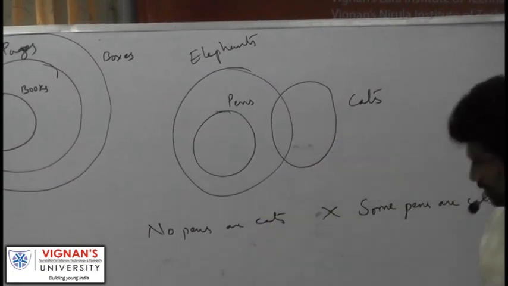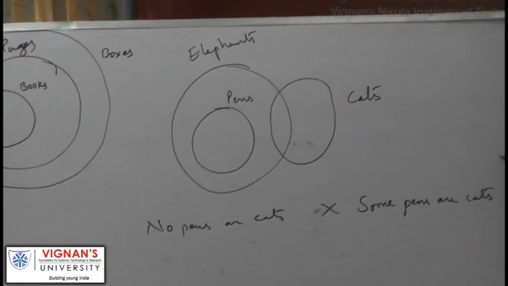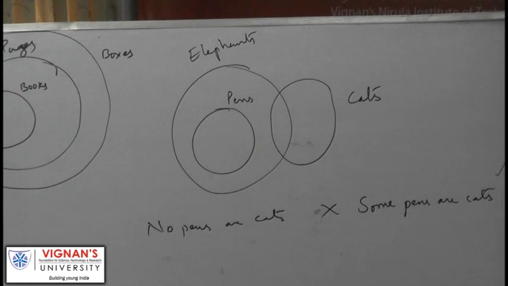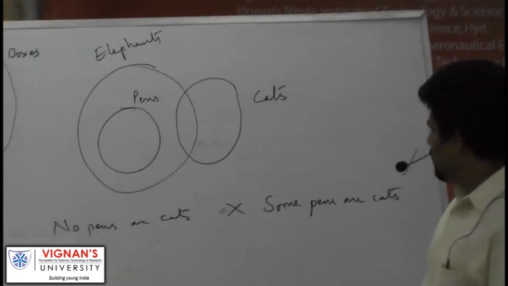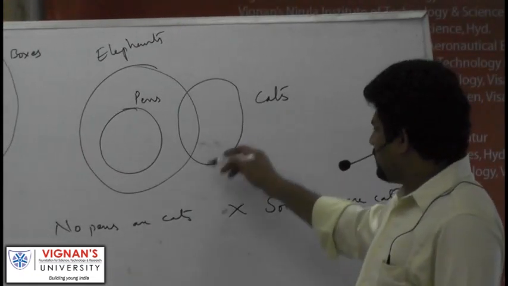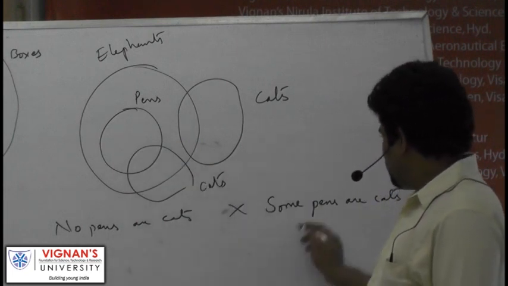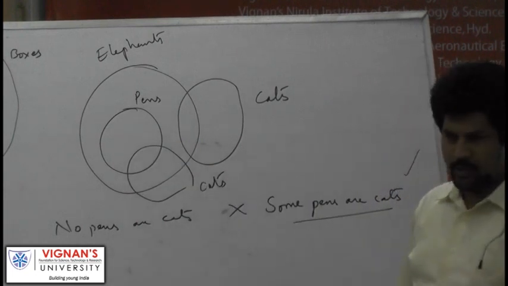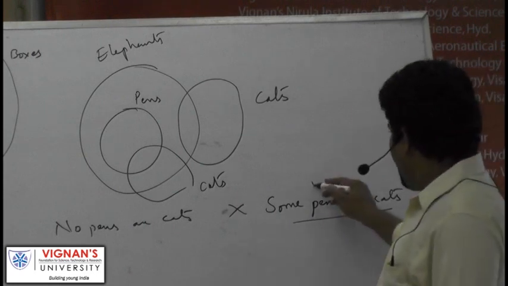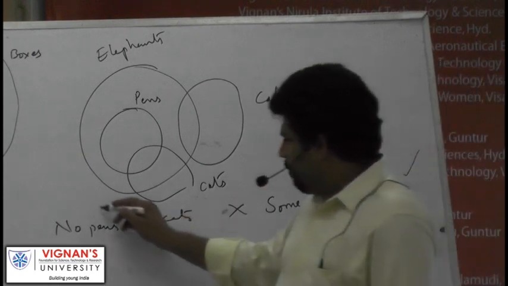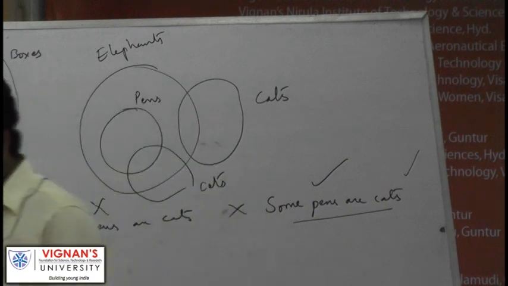Now, we have to prove that some pens are cats is true. We can use alternate diagrams also. What I mean by alternate diagrams is, instead of drawing cats like this, I draw cats like this. So, is my statement true or not? True. Some pens are cats is true, then no pens are cats is false. This is a complementary pair in fact.